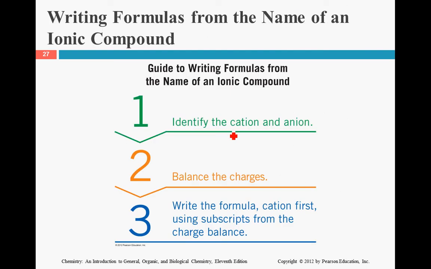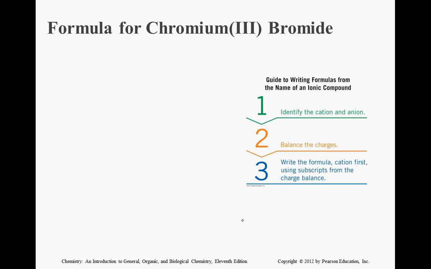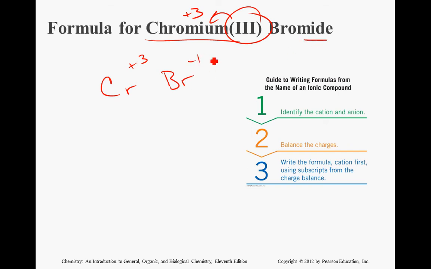So writing the formula is reversing this process. Identify the cation and anion. Balance the charges by crisscrossing. And then write the formulas with the cation first and the subscripts. So, chromium is Cr. That 3 tells us it's a +3 charge. It doesn't tell us that there's 3 chromiums. It tells us the charge of the chromium. So it goes on top. And then bromine is bromide with a -1 charge.